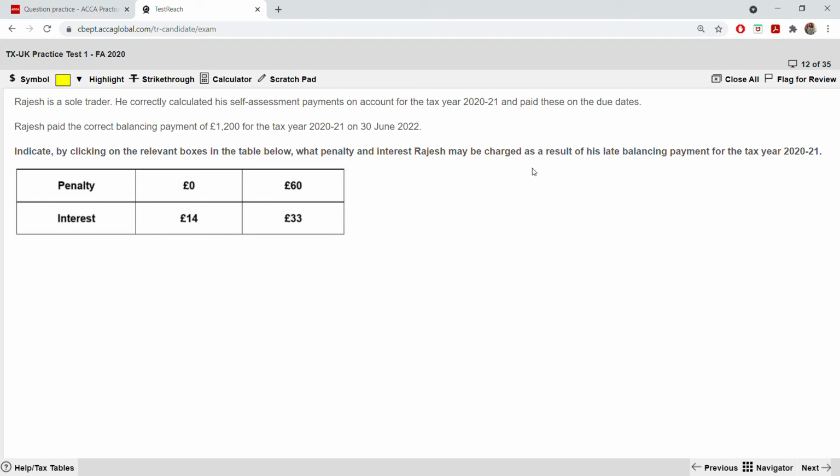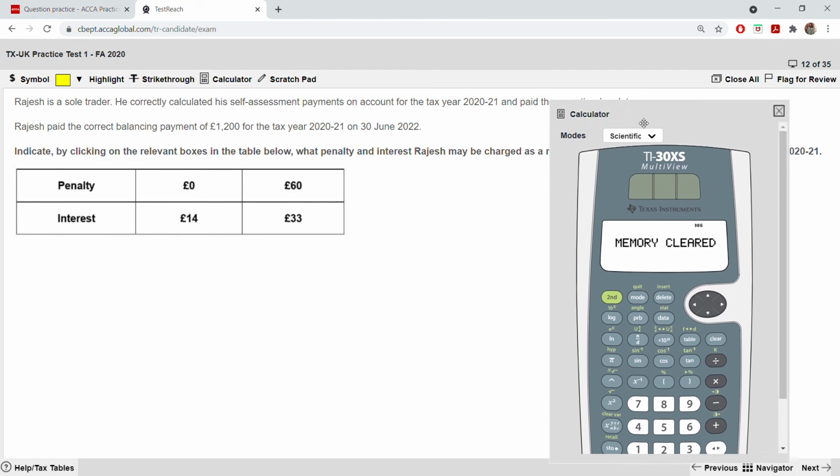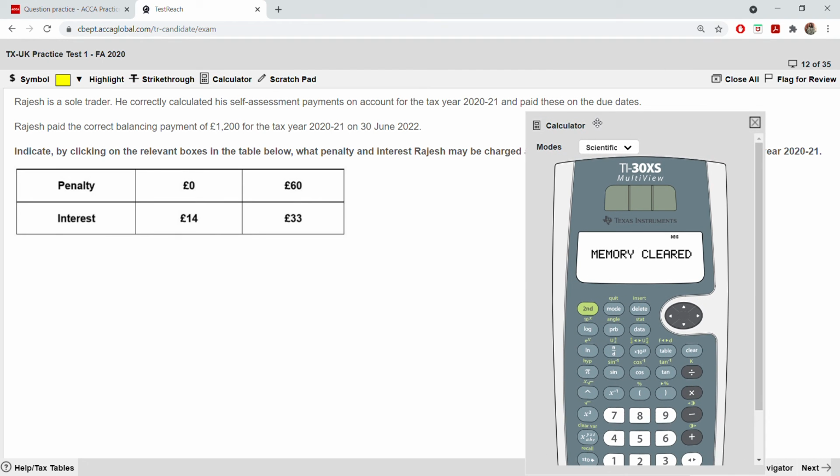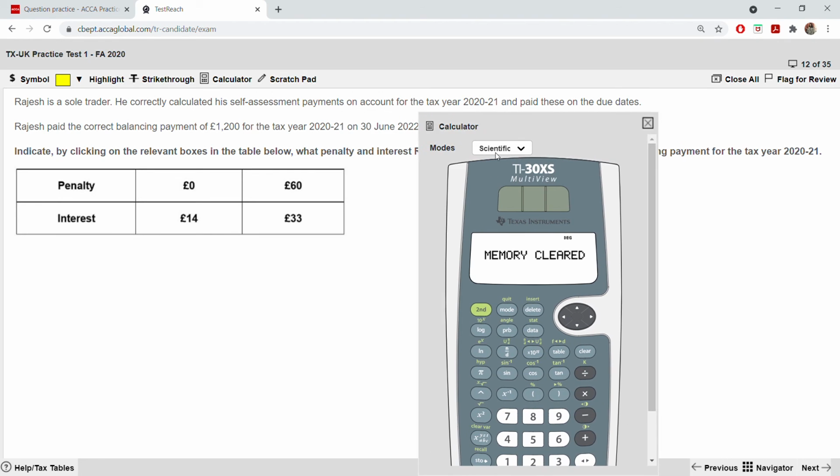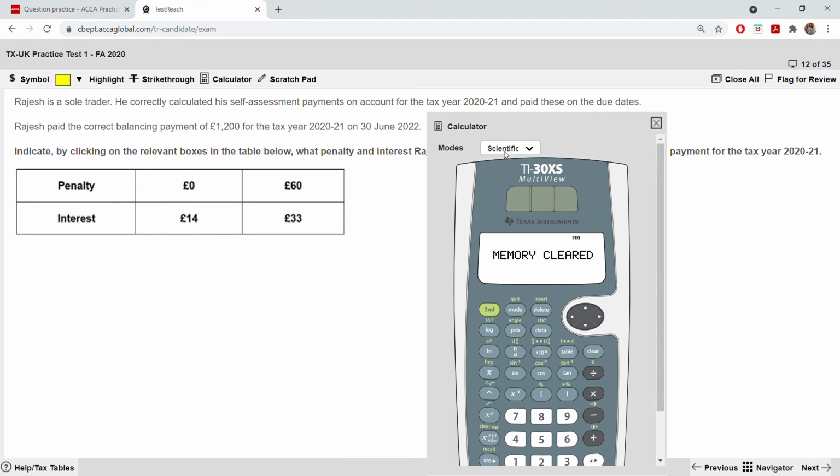So for interest, he will be charged interest from what date to what date. Date matters a lot in tax. You have to know interest will be charged from which date to which date. It will be charged from 1st of Feb 2022 to 30th June 2022. Why 1st of Feb 2022? Why from that date will interest be charged?